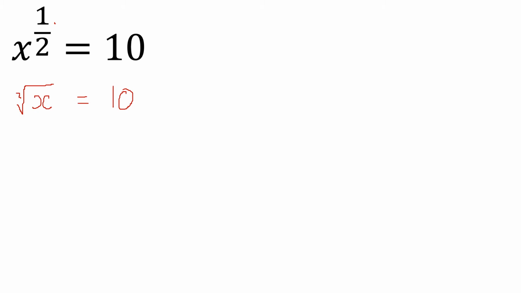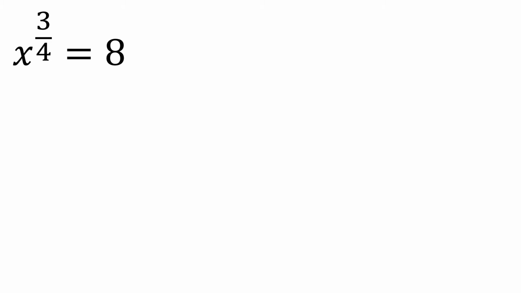Remember, when finding the value of x, we need to do the inverse. It's currently being square rooted, so to do the inverse, we need to square both sides. If we square both sides, we'll be left with x, and 10 times 10 is 100. And there we go, we have found our value of x.